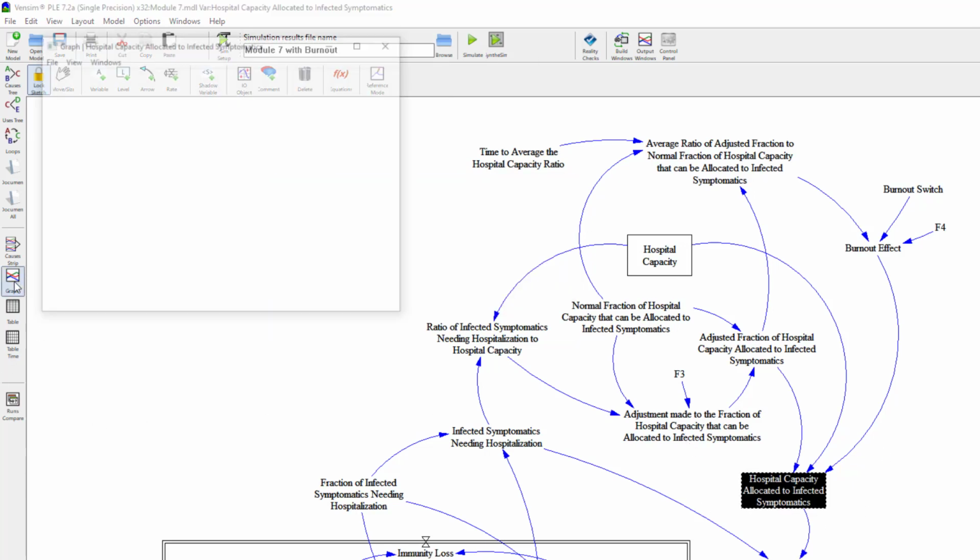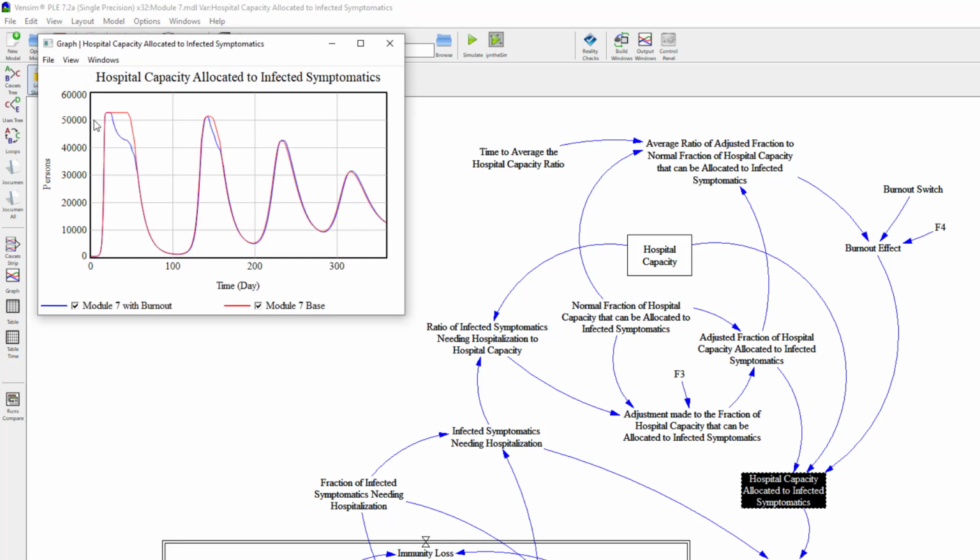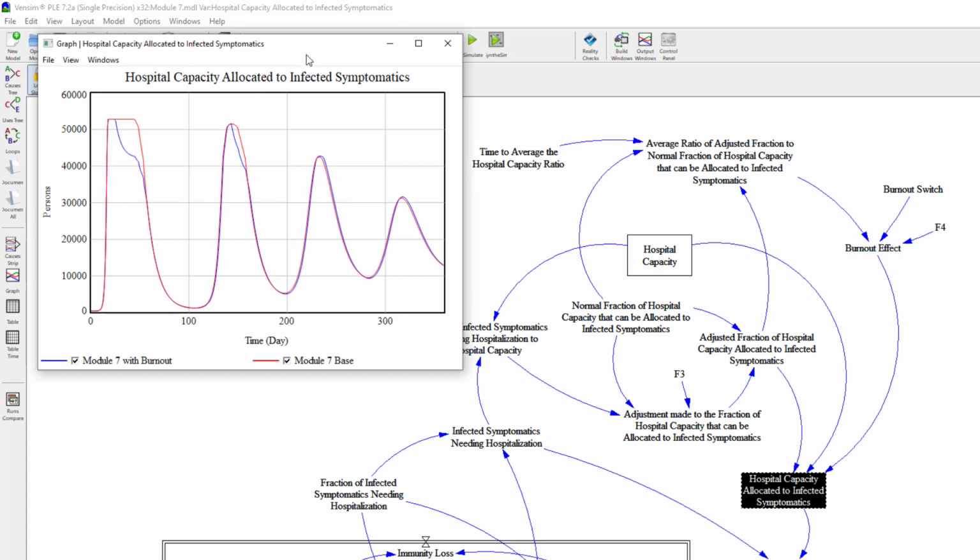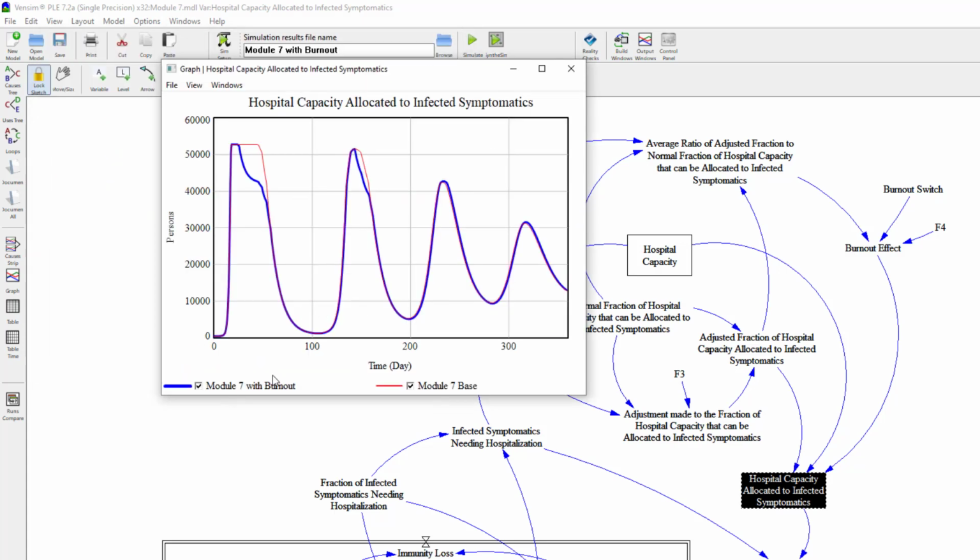So take a look at this. This is hospital capacity allocated to symptomatics, and the blue line is with burnout, and the red one is without the burnout switch turned on.